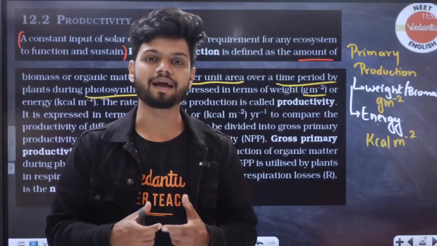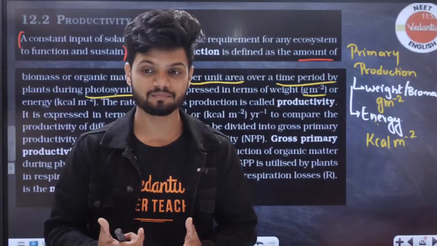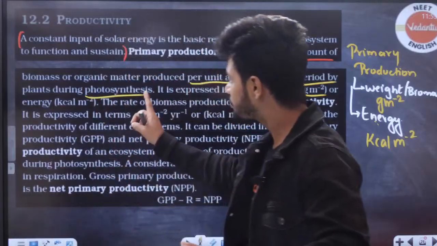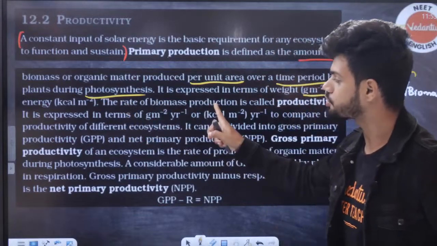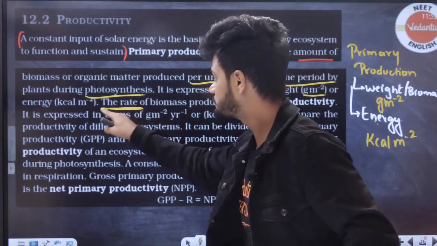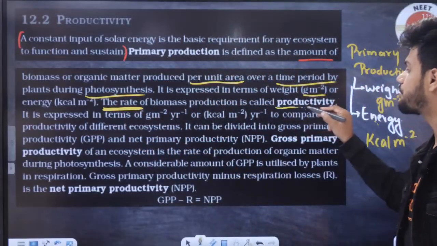The rate of entering into your bank account is variable. It is variable, right? Similarly, here also, the rate of biomass production, the rate, this word is very important. The rate of biomass production is called productivity.